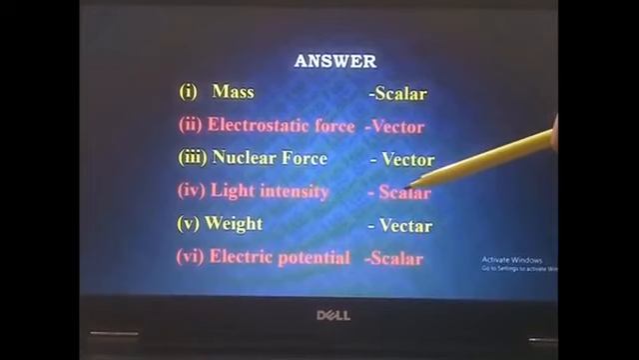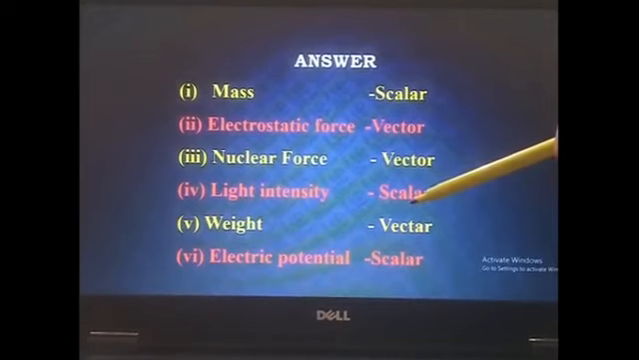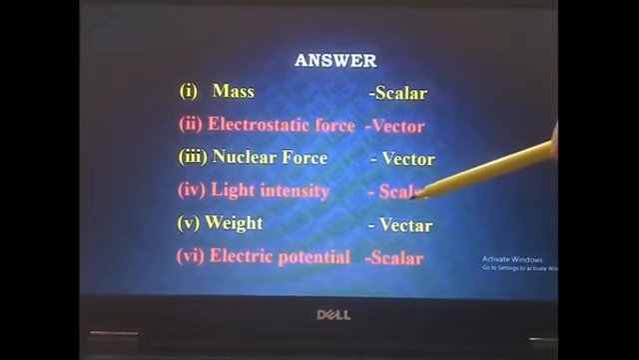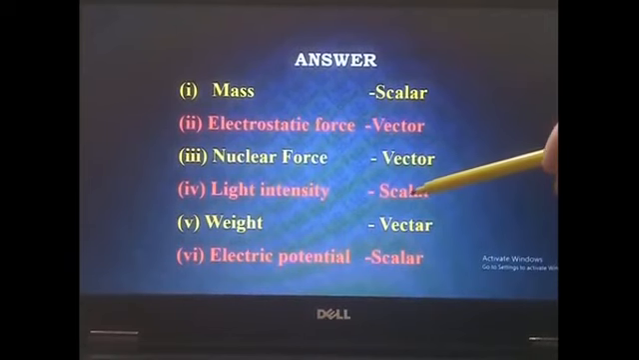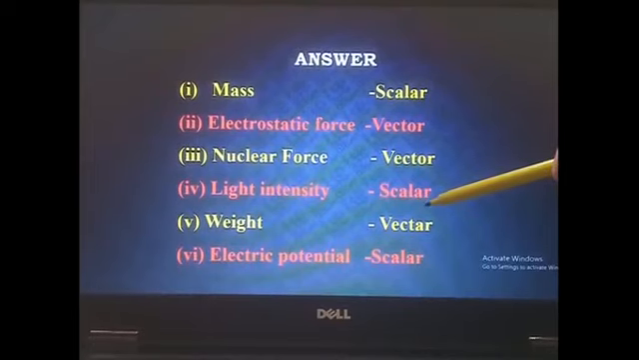Then fourth is light intensity. Light is also a kind of energy. The amount of light passing through a unit area will be the light intensity, which is the amount of light energy passing through a unit area. So this is a scalar quantity as it is not having the direction along with it.